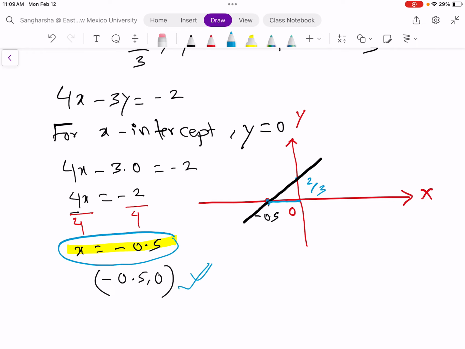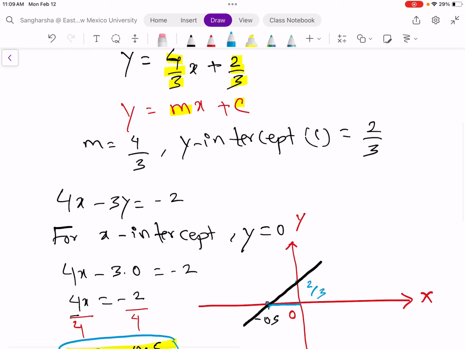So for the y-intercept, you can write this as (0, 2/3). Both of these are correct, okay? So you can just write b and c itself, or you can use a coordinate system.